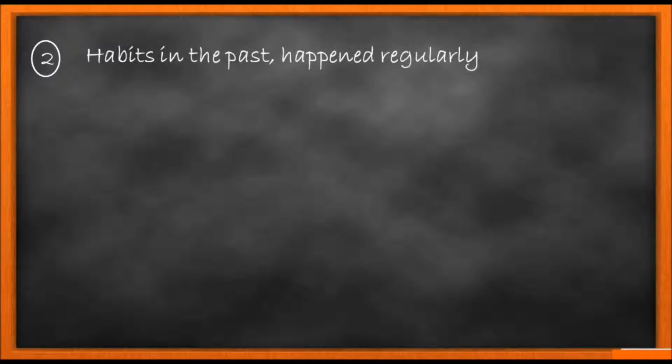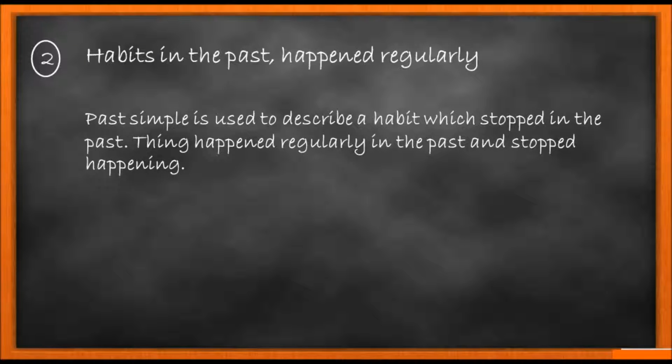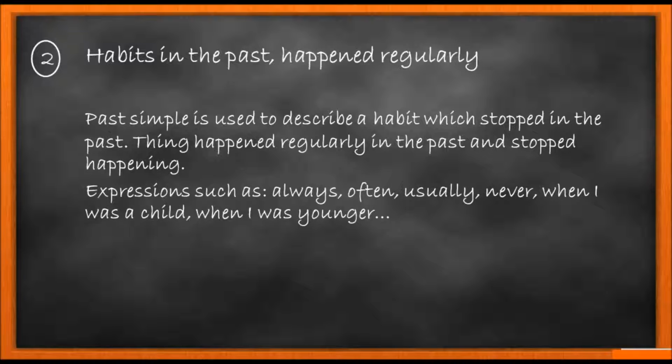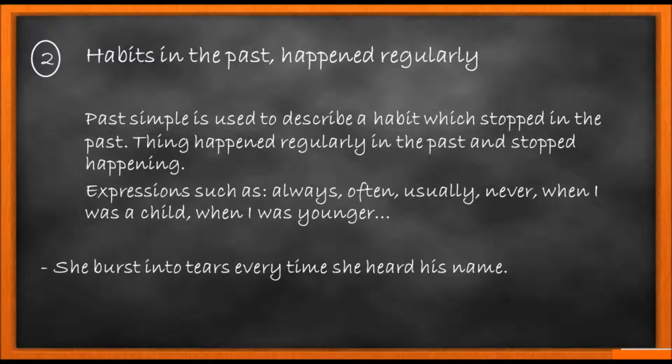Number 2. Habits in the past that happened regularly. The simple past can also be used to describe a habit which stopped in the past. It can have the same meaning as used to. To make it clear that we are talking about a habit, we often add expressions such as always, often, usually, never, when I was a child, when I was younger, etc. For example, she burst into tears every time she heard his name. I studied French when I was a child.